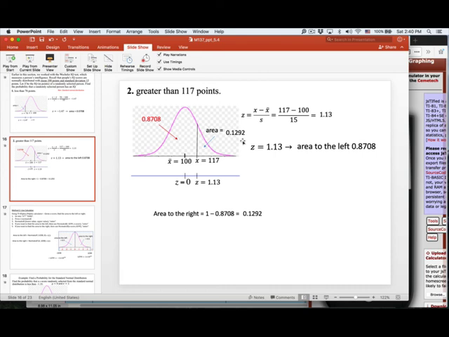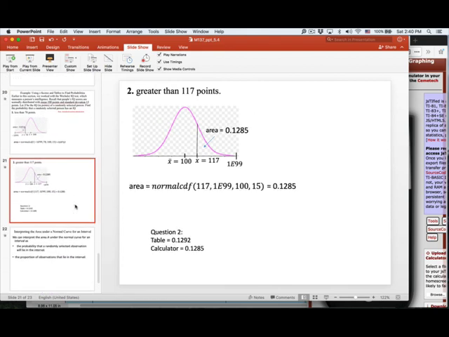Why did I get a different answer? It is because for my z-score, I only used 2 decimal places. If I used 6 or 7 decimal places for the z-score, I would get exactly the same answer as the calculator. The calculator, when you use the normal CDF and plug in the x, probably uses 7 or 8 decimal places for the z-score and then finds the area. So that's why it's a little bit different.